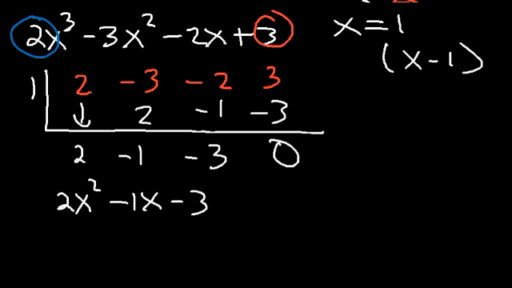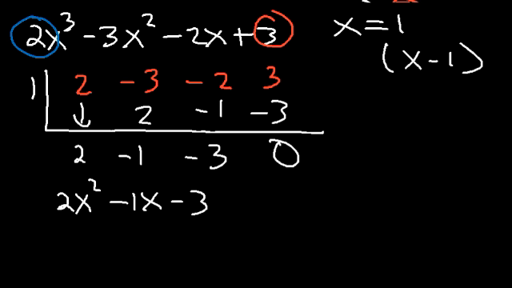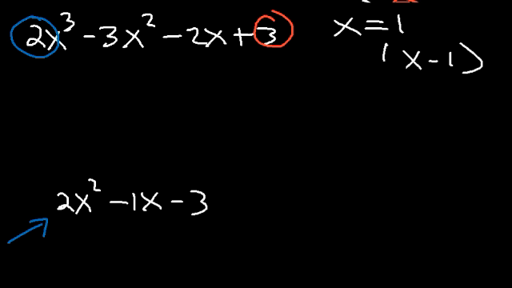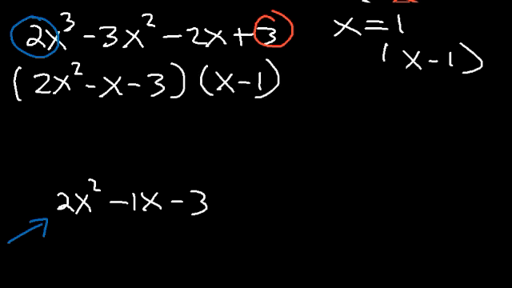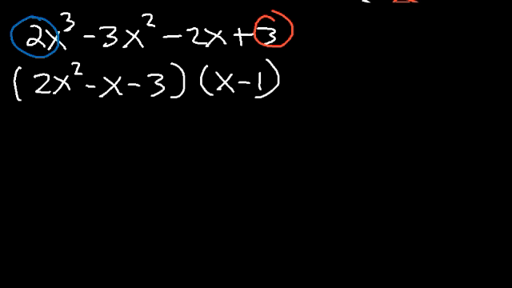So now how can we factor this particular trinomial where the leading coefficient is not 1? What would you do? Right now, our factored expression is 2x squared minus x minus 3 times x minus 1. To factor this particular expression, multiply the constant term by the leading coefficient.